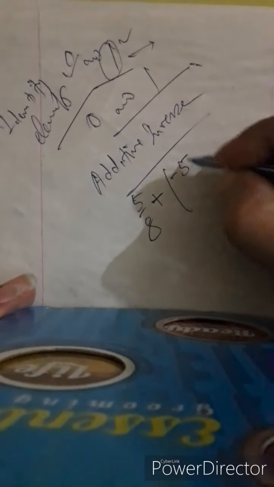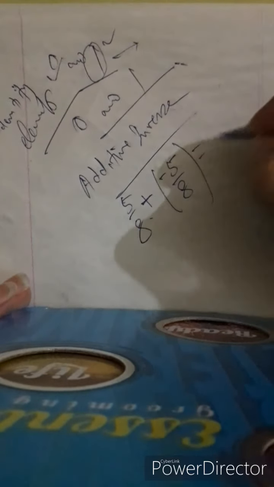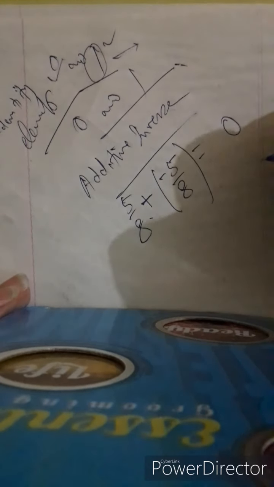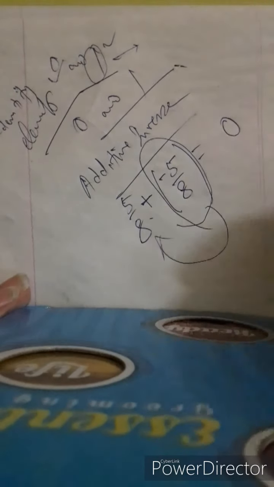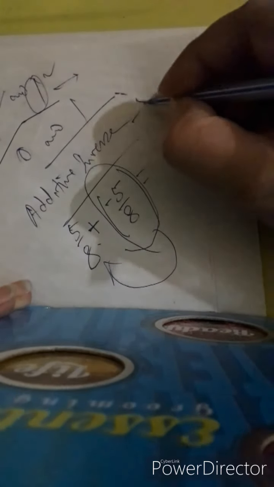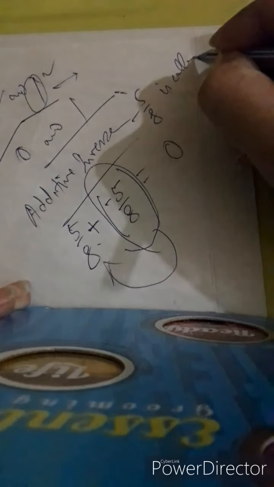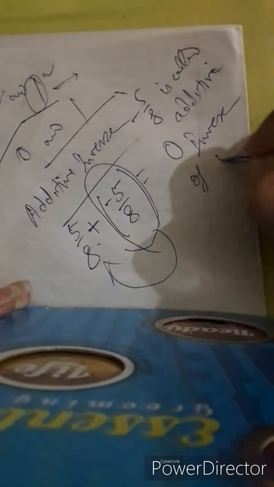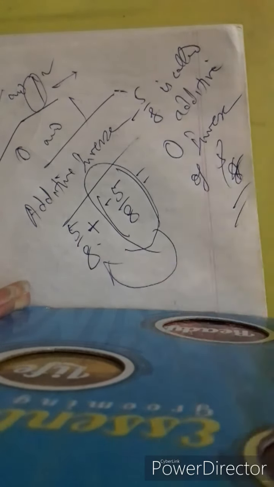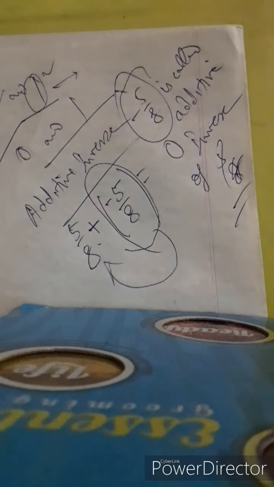Just I'll show you additive inverse. What is additive inverse? Suppose we have a rational number 5 by 8, then if minus 5 by 8 is added to that rational number, the sum equals 0. Therefore minus 5 by 8 is called the additive inverse of 5 by 8.